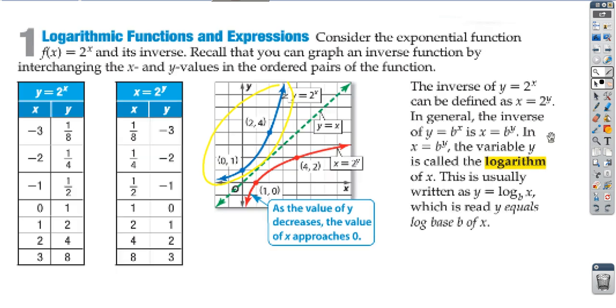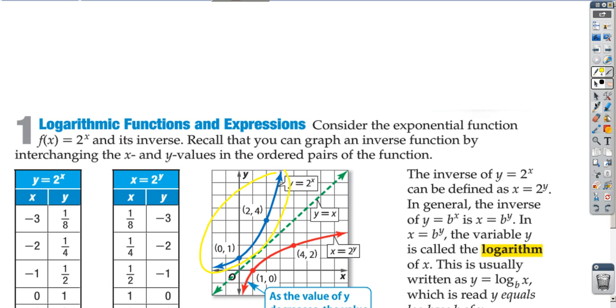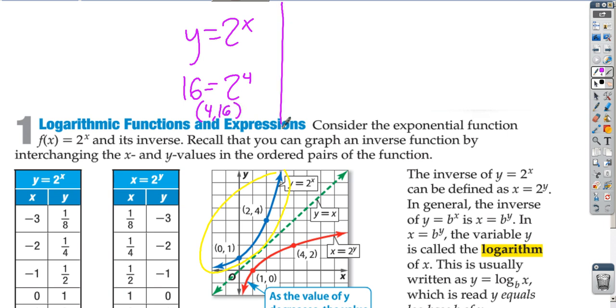So a simple example, let's suppose we used that same one that we were just talking about, this equation right here. If you plug in x equals 4, you would get 16 for y. So the point (4, 16) is on that graph. The inverse is (16, 4). Inverse means you swap the x and the y. So that would be this one right here, x equals 2 to the y. And in just a sec we'll learn how to write that in terms of logarithm form.